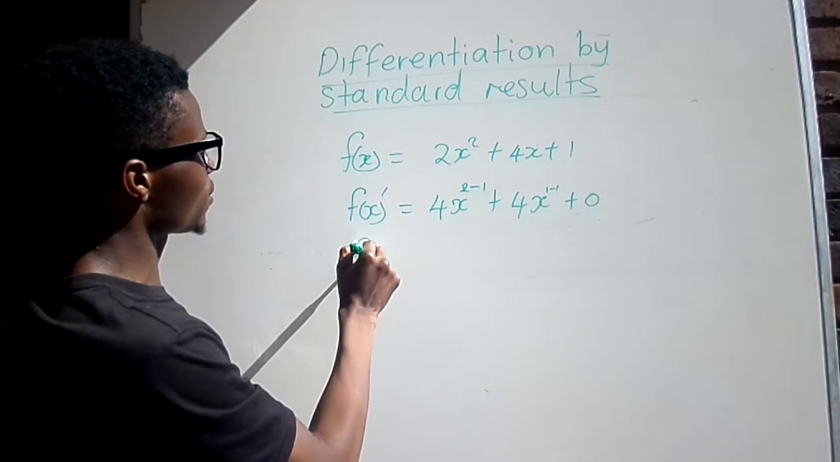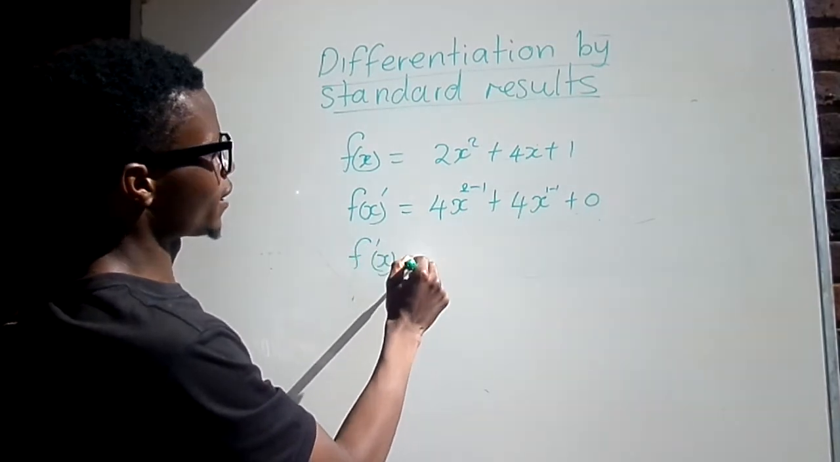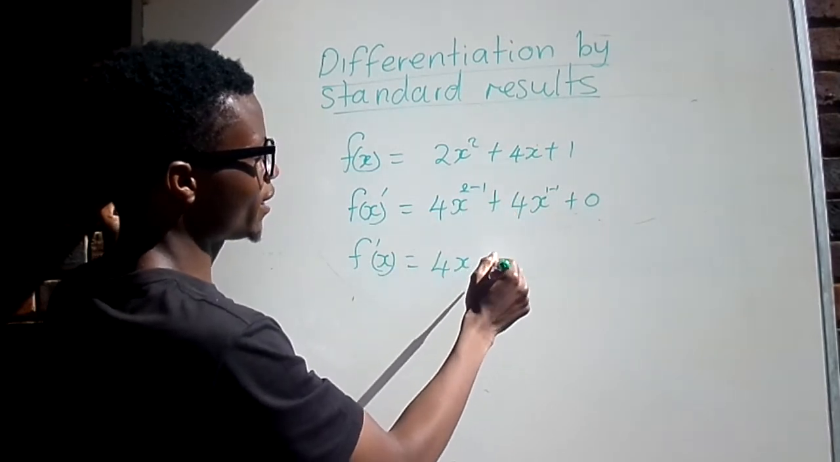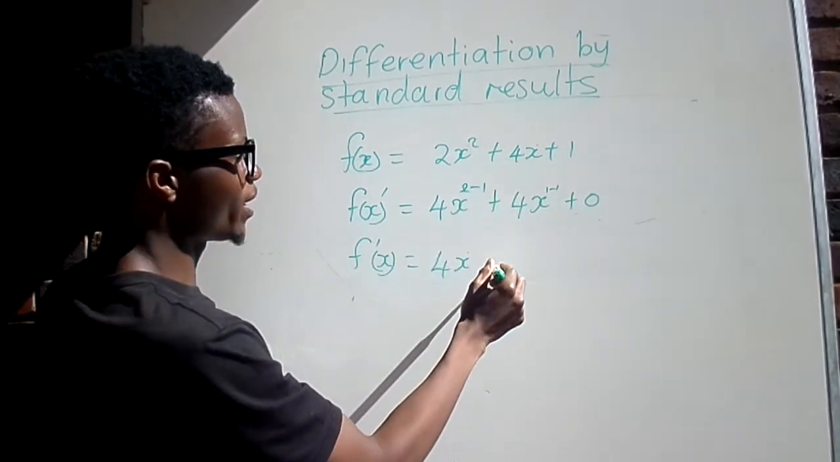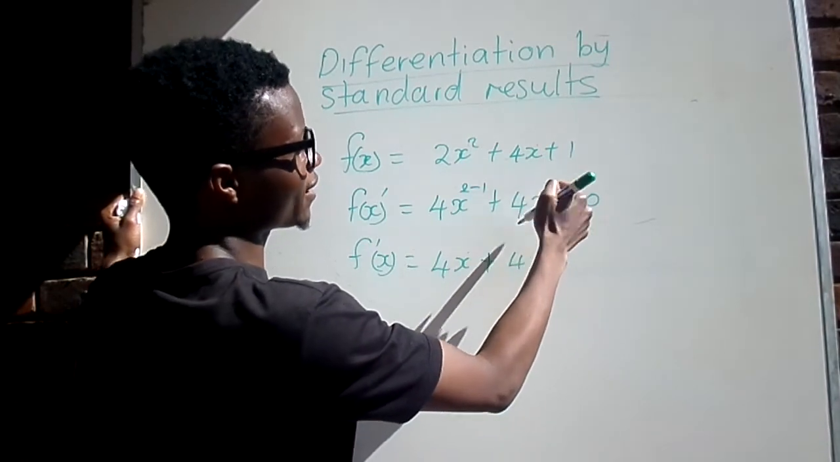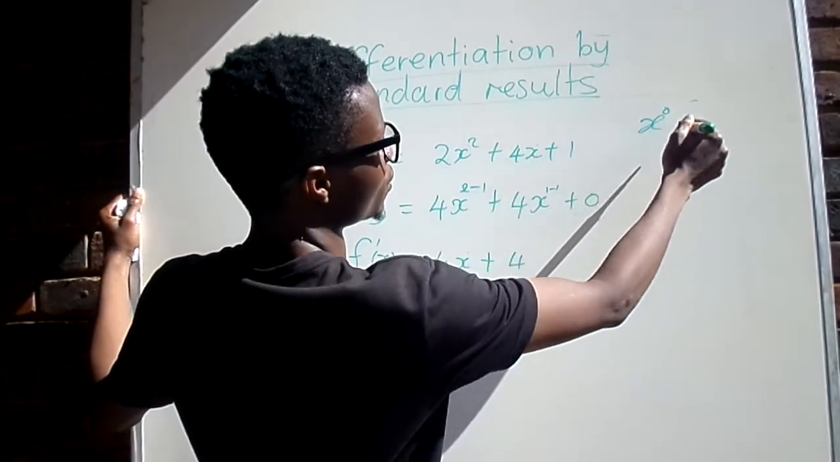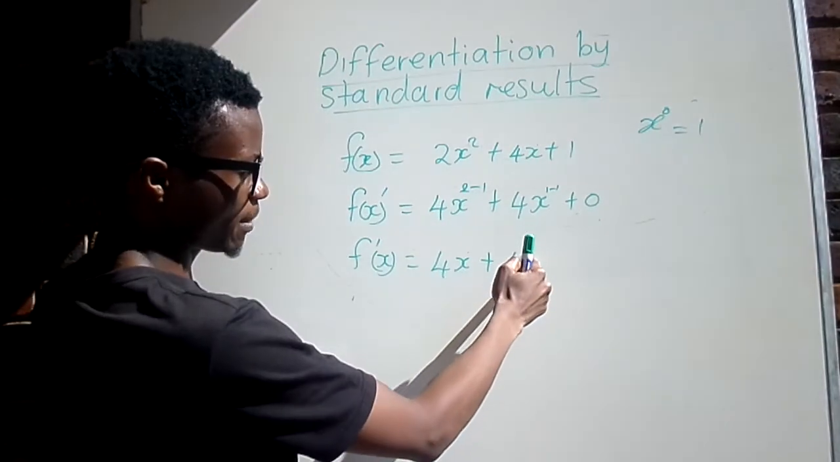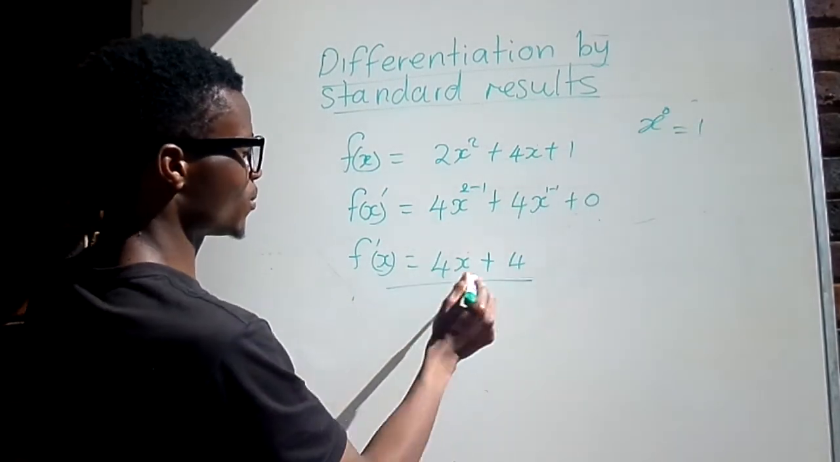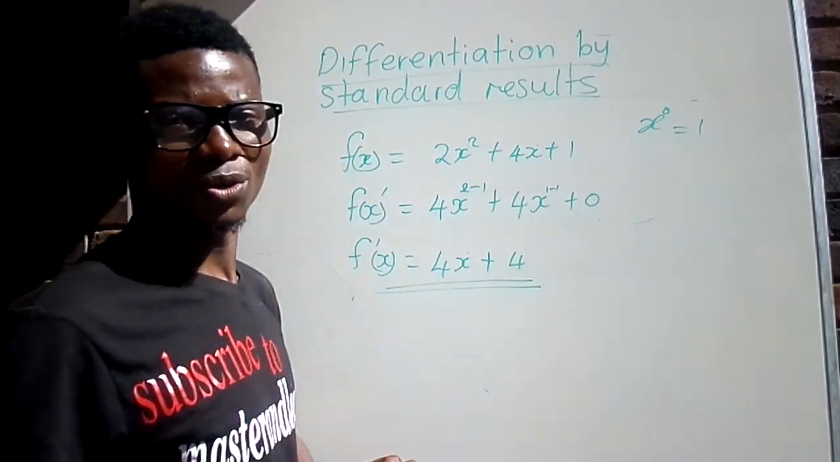So final answer, the derivative is equal to 4x, 2 minus 1, that's 1. There's a hidden 1 here, plus 4, 1 minus 1, that's 0. Any number to the power of 0 is always 1. So 4 times 1 remains 4. Differentiation of a constant is 0. This would have been your derivative.